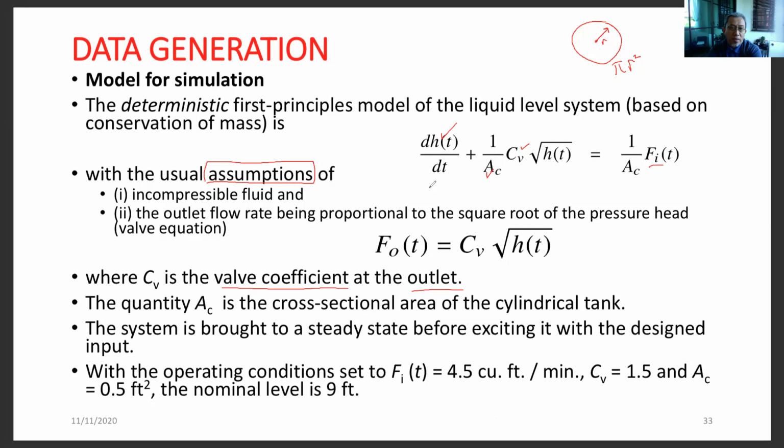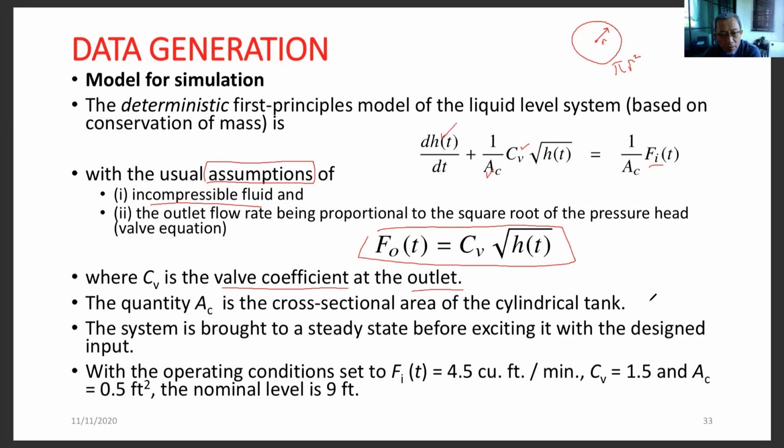What assumptions do we use? We cannot have no assumptions, because when we have assumptions, it makes our work easier to derive the mathematical model. The first assumption is that the fluid is incompressible. The second assumption is the outlet flow rate being proportional to the square root of the pressure head, which is the valve equation: F0 is equal to Cv square root H(t). So we must have assumptions in order to derive the model.